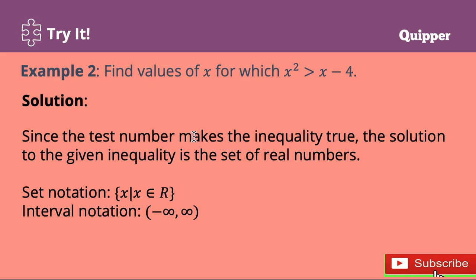Since the test number makes the inequality true, the solution to the given inequality is the set of real numbers. In set notation, that is the set of all x such that x is an element of the real numbers. And in interval notation, we can write it this way: from negative infinity to positive infinity, meaning all numbers are solutions. All real numbers are solutions. There is no critical number or critical value.